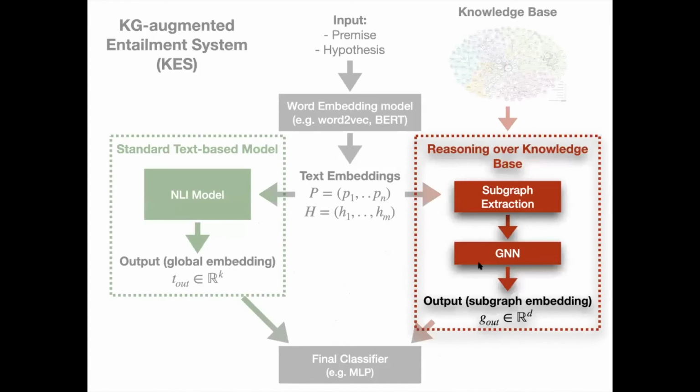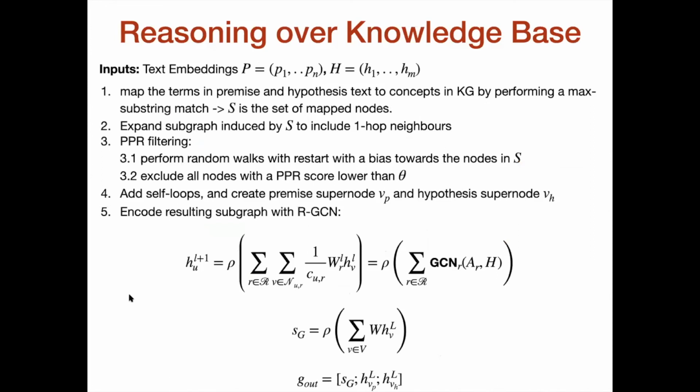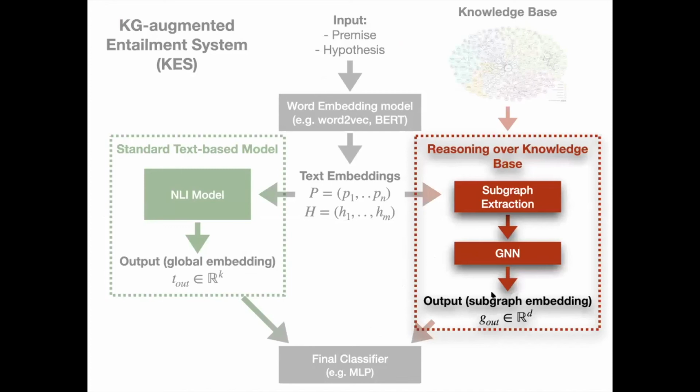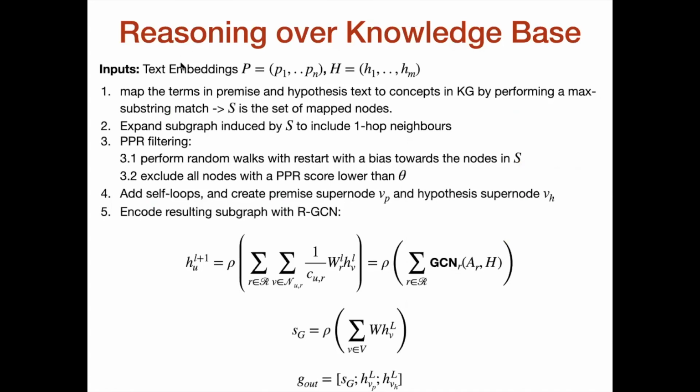Now we will focus on the core of the method that the authors propose, which is the part that reasons over the knowledge base. I summarized here the steps that they do to obtain the final representation for the reasoning operation. So first, they map the terms in the premise and the hypothesis text to concepts in the knowledge base by performing a max substring match. And let us call S the set of these mapped nodes in the knowledge graph.